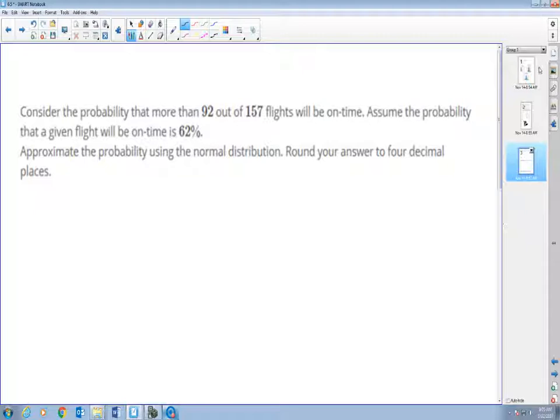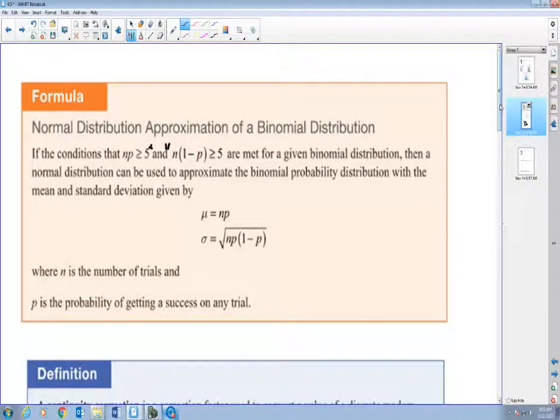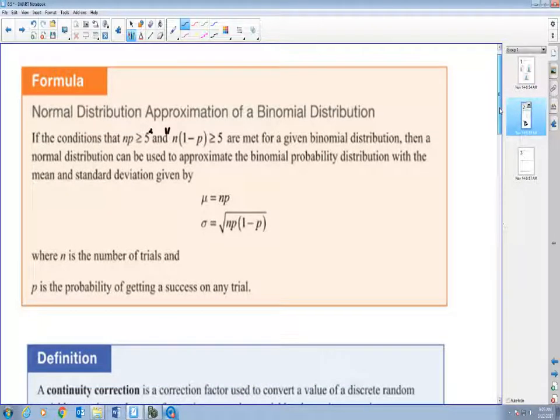Then we can use the formula. So we're gonna piece this thing together, okay? Because right now, how do I use normal to approximate binomial?